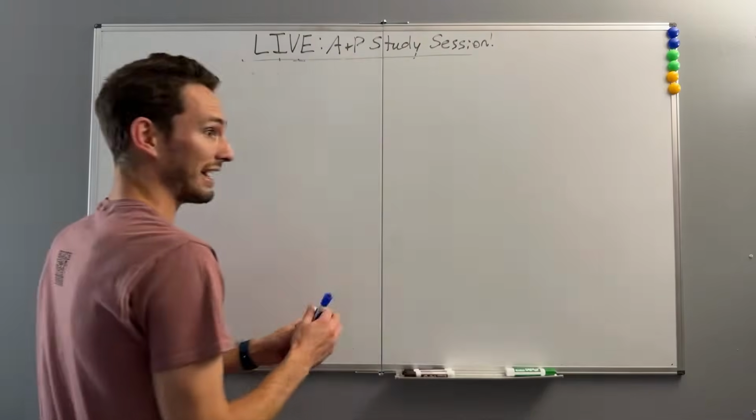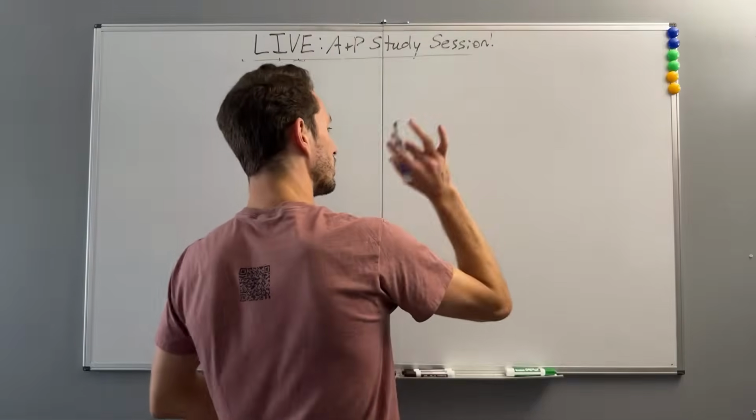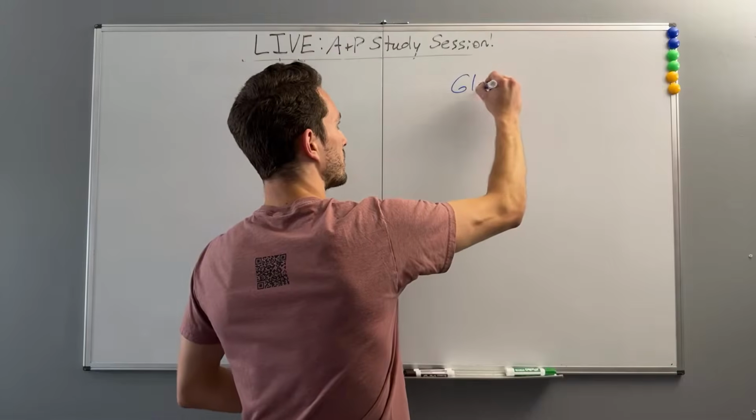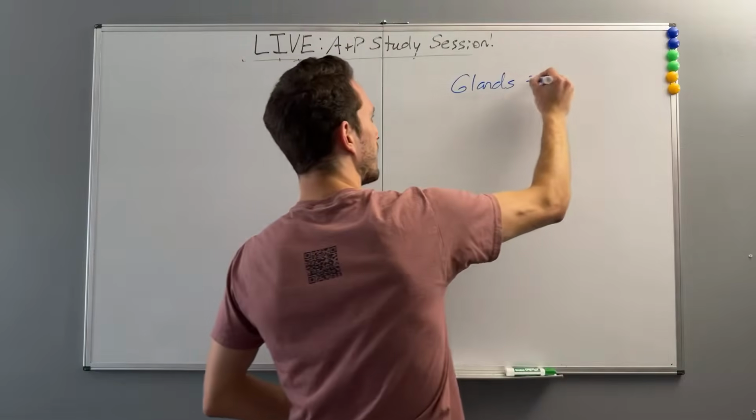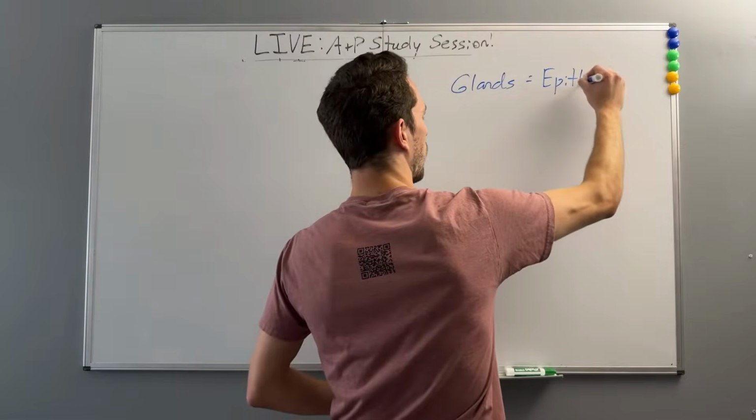Okay, let's talk about glands. So first off, we got the cell type, right? Glands. The cell type will always be epithelial cells. Okay, why is that?